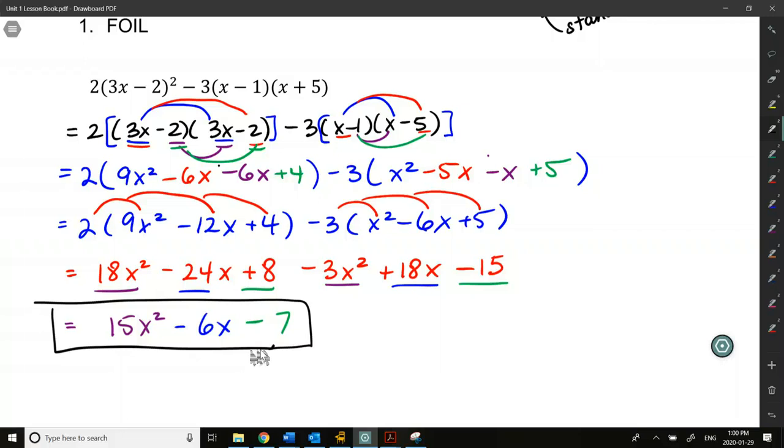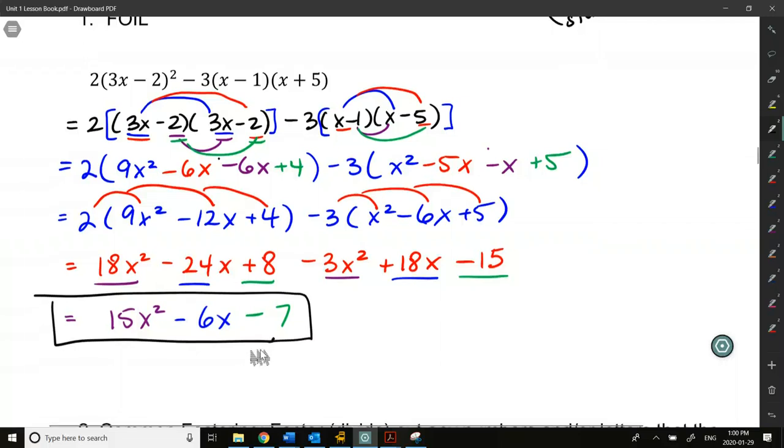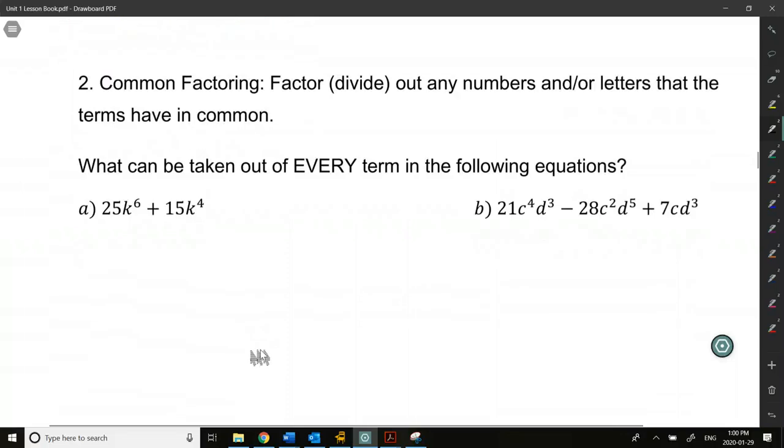Any other questions on this one? How did you get from this step to this step? Where did this number come from? Anything like that? If you could FOIL something like this, you're good with foiling for this class. Okay? All right, let's scroll.